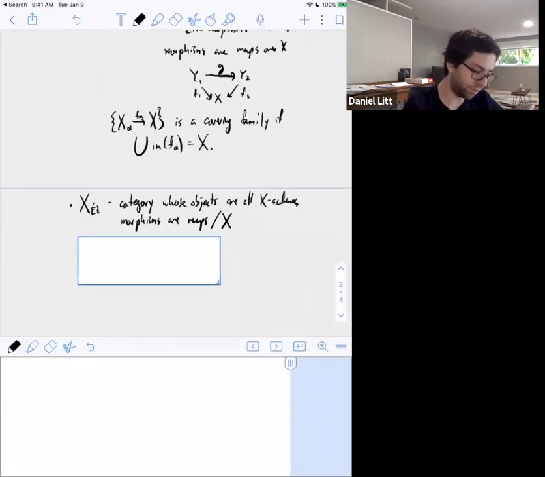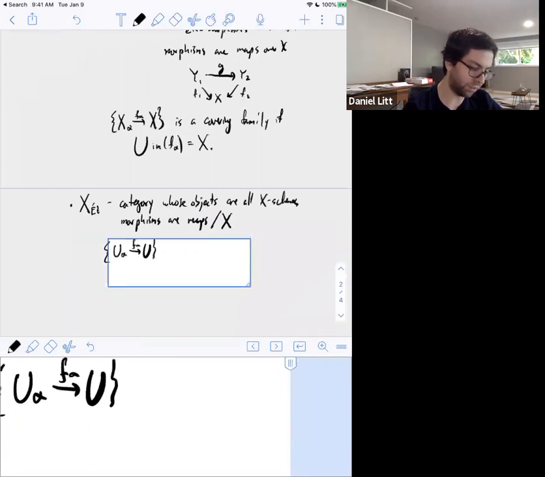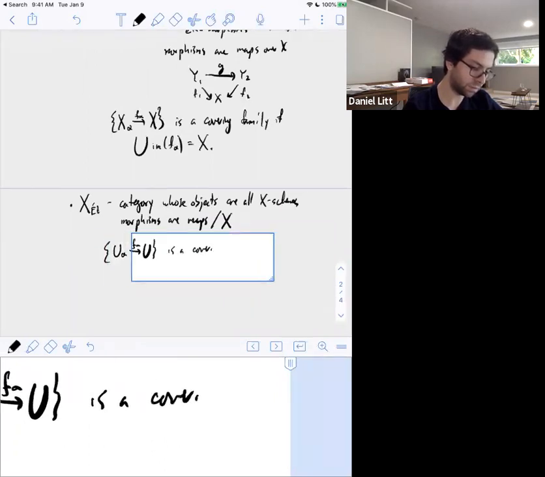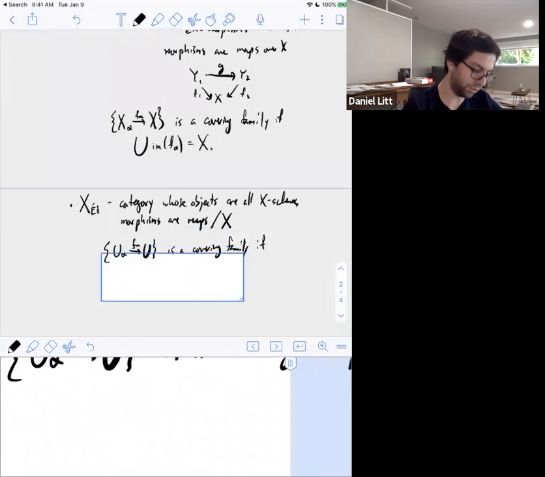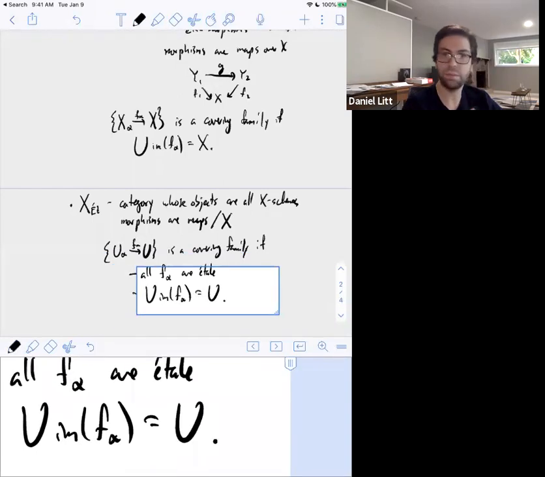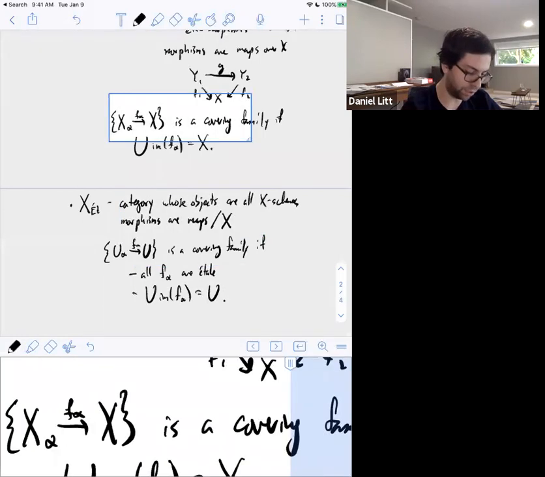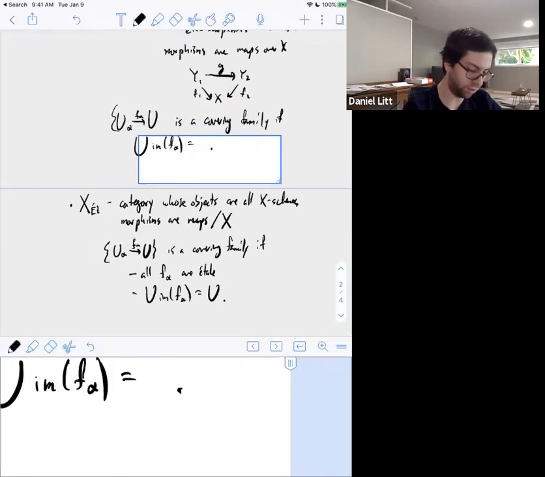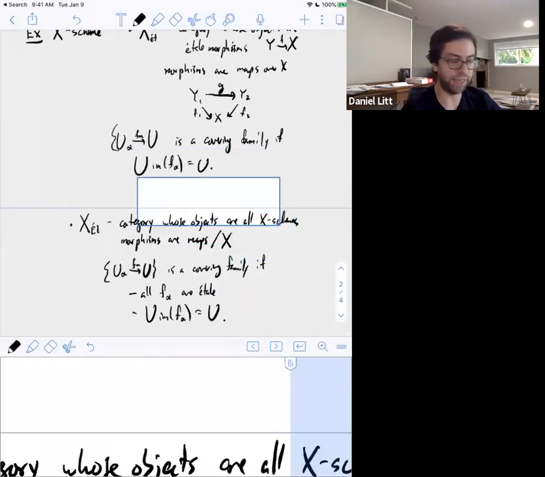Okay, and now what are covering families? So now we say U alpha to U, F alpha, is a covering family if, again, first of all the F alpha are Étale, and the union of the images of the F alpha is U. Oh, and here I shouldn't use X twice, so this should be U alpha to U. So remember, a covering family is supposed to say what a cover of any subset is.